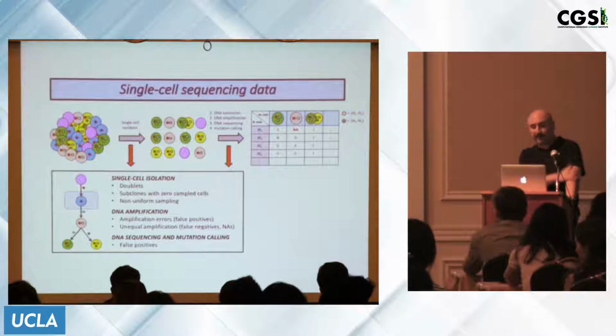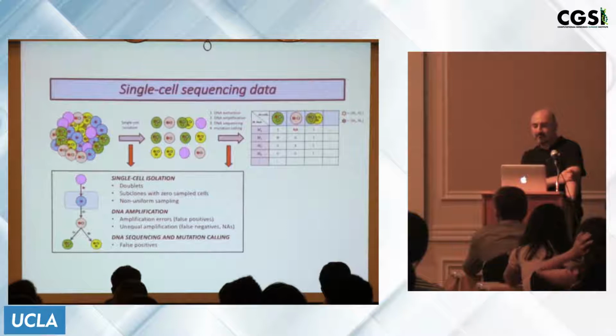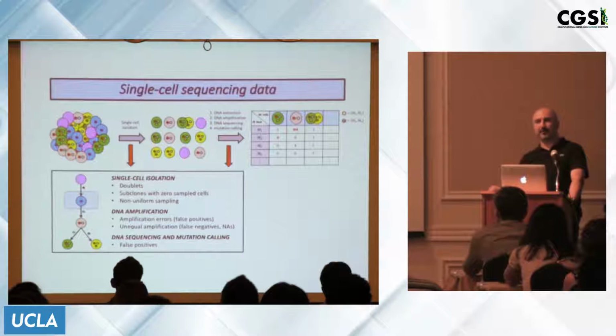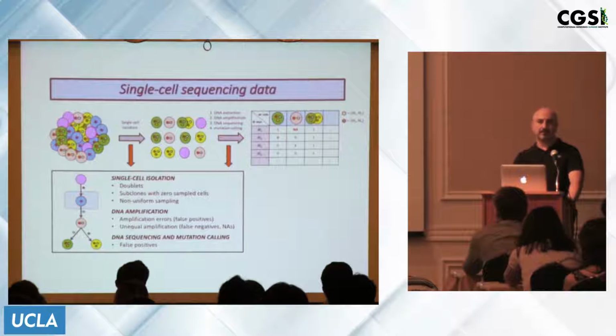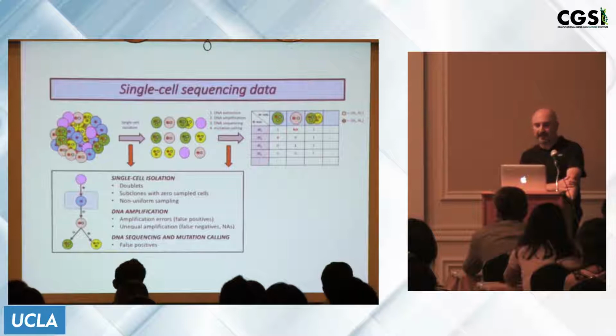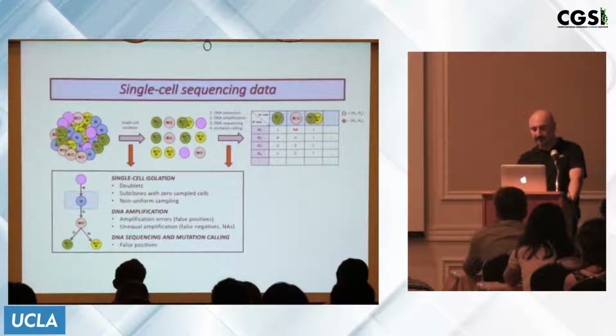So it's estimated, and this is the latest figures, that due to allele dropout, the mutations that we miss consist of roughly 30% of all mutations per cell. So that complicates everything quite a bit. Finally, obviously, DNA sequencing errors, like bulk sequencing data, will add to false positives.